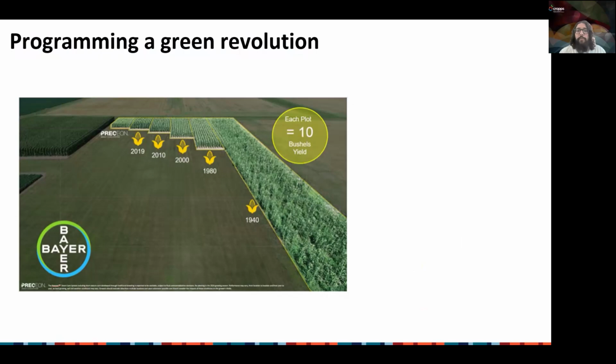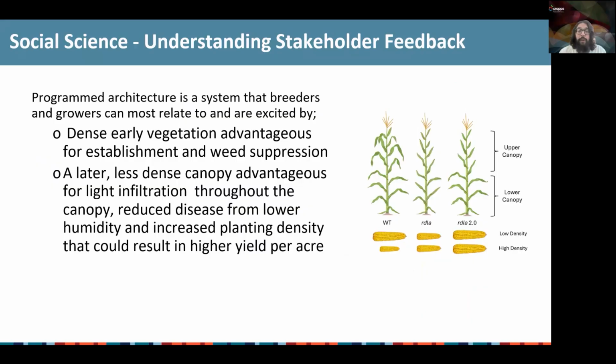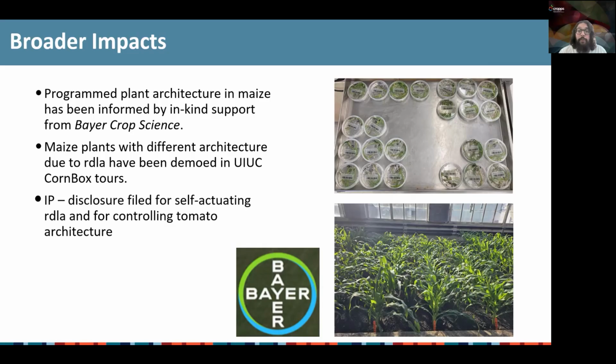Thus, our work across maize and tomato has established the tools and insights needed to realize this vision of closed-loop control of architecture in the coming years. Our work was driven by the social scientists in the center who engaged with growers and demonstrated that what they were most excited about were these kinds of architectural control genes. And it has significant potential for broader impact via its capacity to be translated by companies into products, as evidenced by the in-kind support that Bayer has provided to facilitate this work.